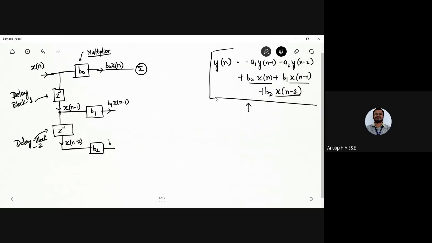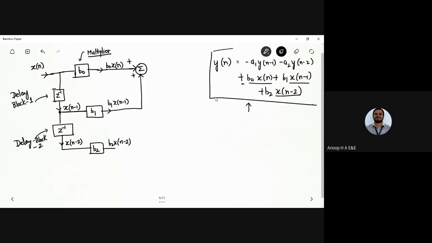In the same way I can write it just here. I think I have missed it. Okay, yes. Now I'll be introducing a summer block here, right? This summer block can make use of all the 3 signals that come here. So this is plus. So why has it been written as plus here? That's why plus b naught x of n, and this is b1 x of n minus 1.